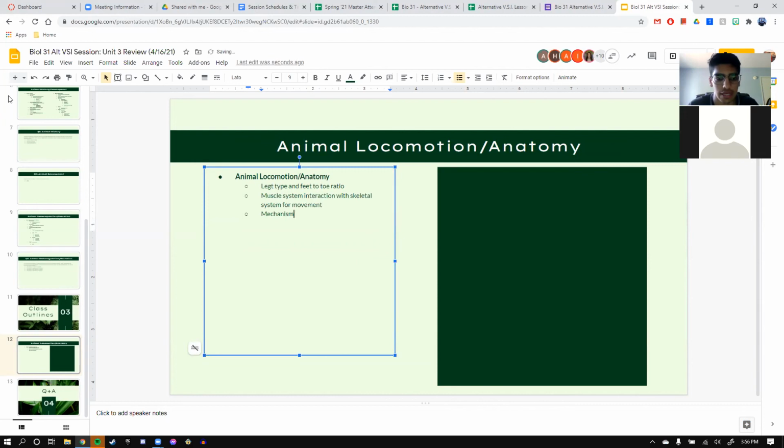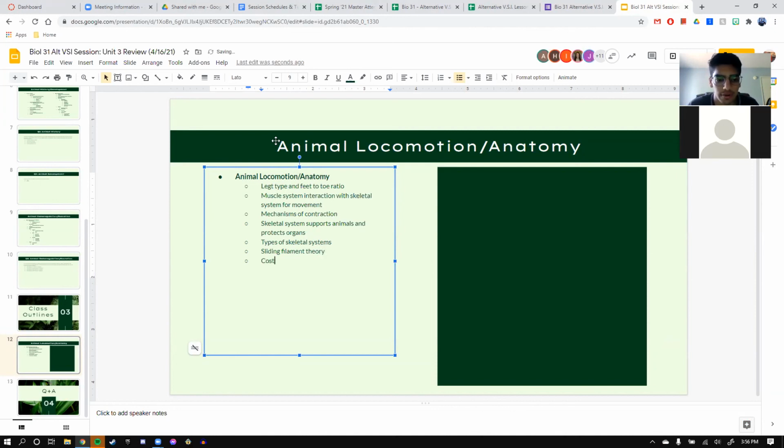Mechanisms of contraction, right? That's good too. Mechanisms of contraction. Obviously, very important to understand how muscles contract. Skeletal system supports animals and protects organs. Types of skeletal systems. Sliding filament theory, very important. Filament theory, that kind of has to do with the mechanisms of contraction.